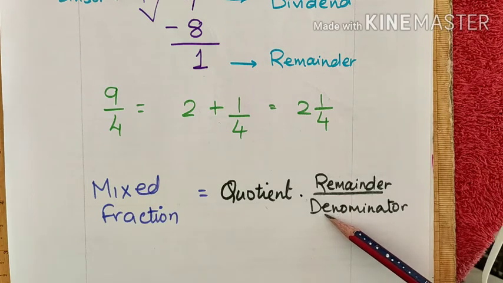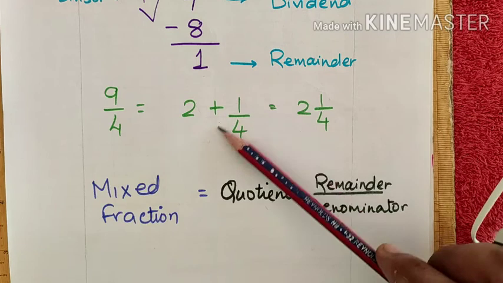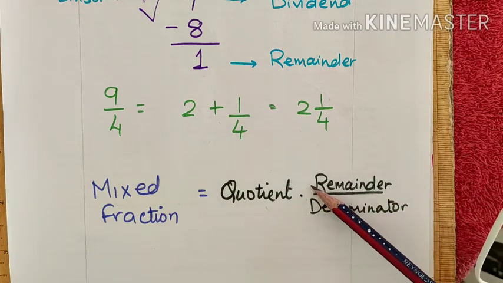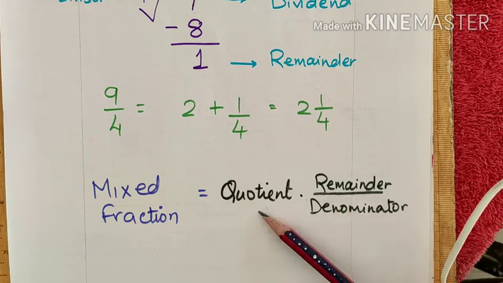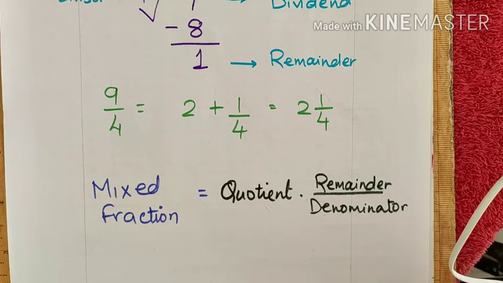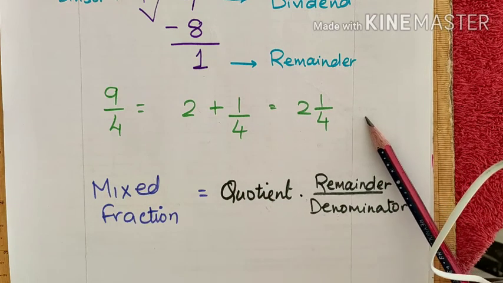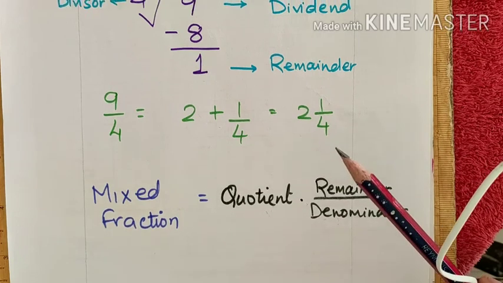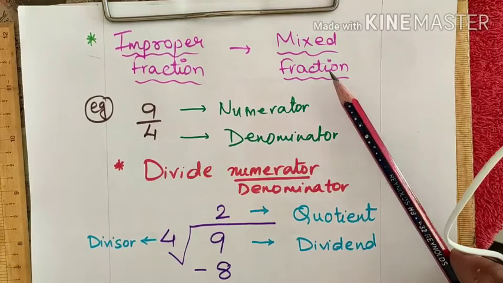Denominator here was 4, quotient is 2, so 4 2s is 8, 8 plus 1. Yes, and here you have to put a plus sign. So the remainder will be 1. So 4 2s are 8, 8 plus 1 is 9 upon 4. So this is how we get our answer, and we write this whole as 2 1 by 4. So this is how we'll convert an improper fraction into a mixed fraction.